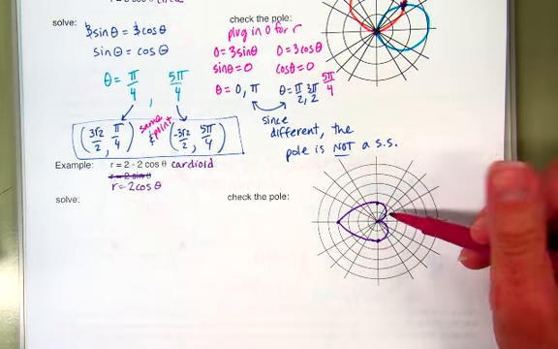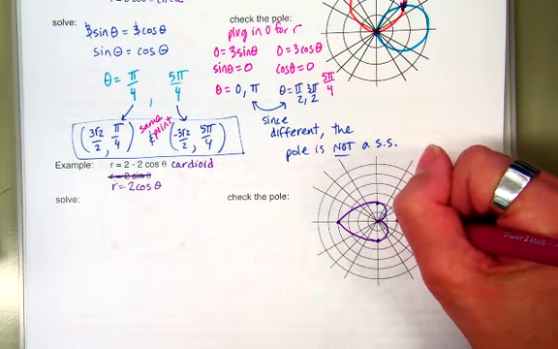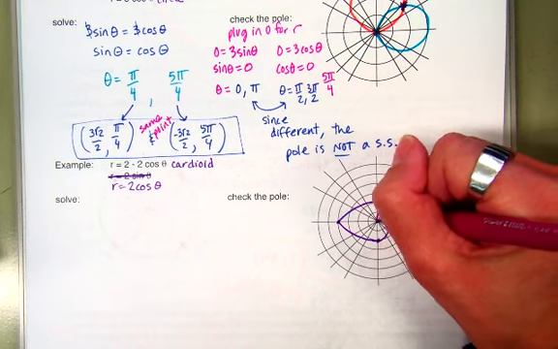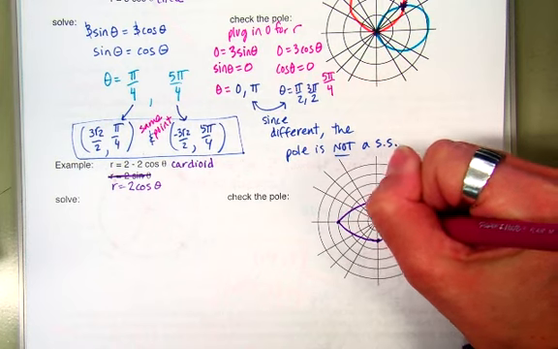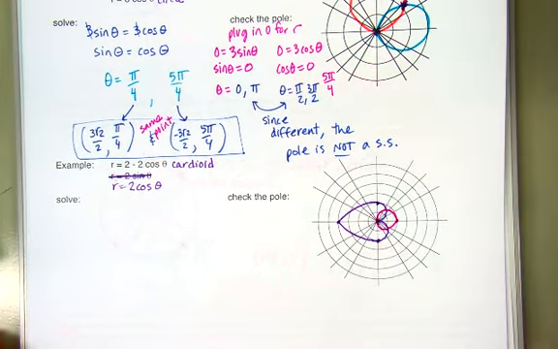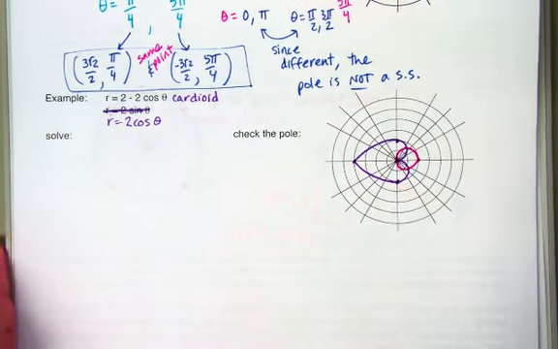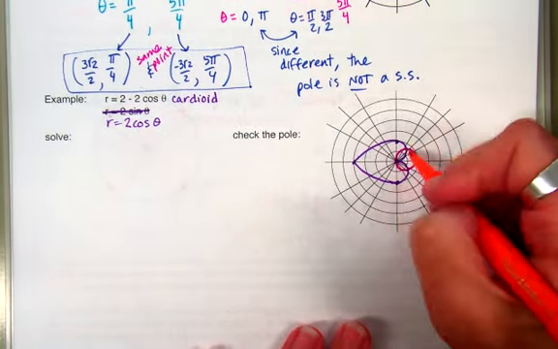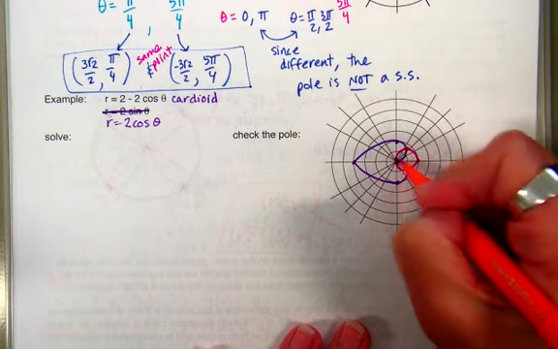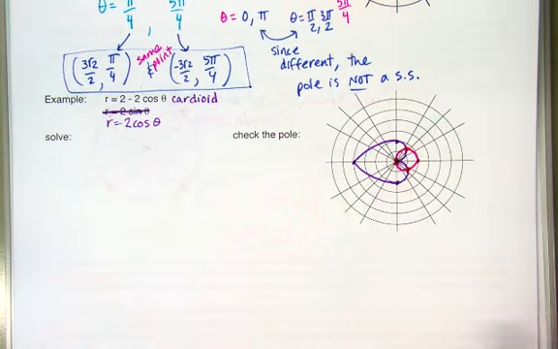All right. 2 cosine would be a circle going to the right, diameter of 2. So how many times do these intersect? It looks like we got about 3, right? So 1 up here, 1 down here, and possibly 1 at the pole.